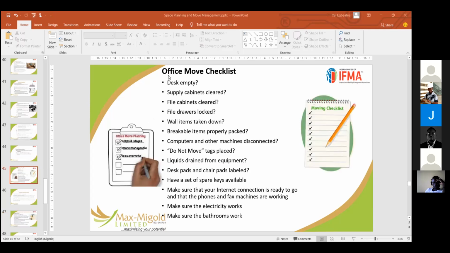Office move checklist. We have developed checklists that you can use. For this checklist, we just run through it when you have the opportunity to do that move. First of all, empty desks. This is just a checklist. Supply cabinet cleared, filing cabinet cleared, drawers cleared, wall items down. You can just go through this list. I'm sure you have this slide. You can populate it as much as is comfortable for you, but it's just a checklist that you can use.